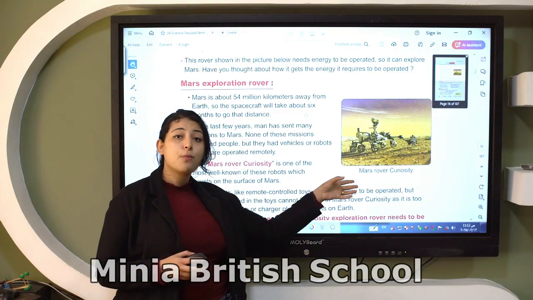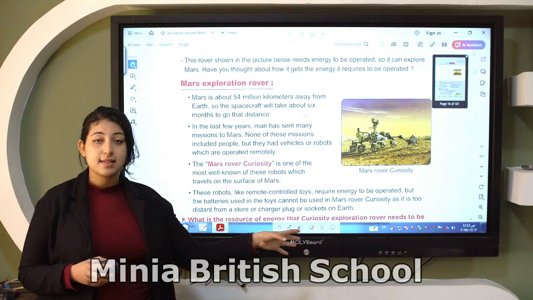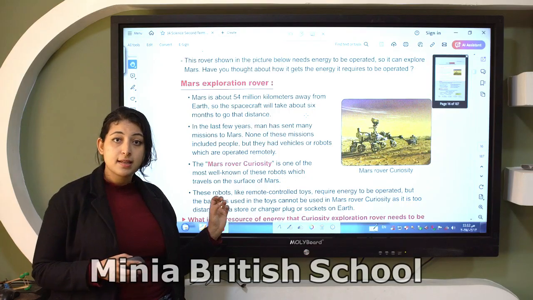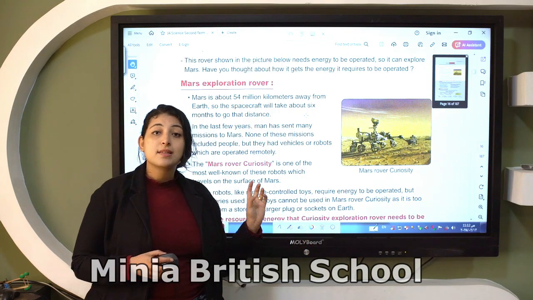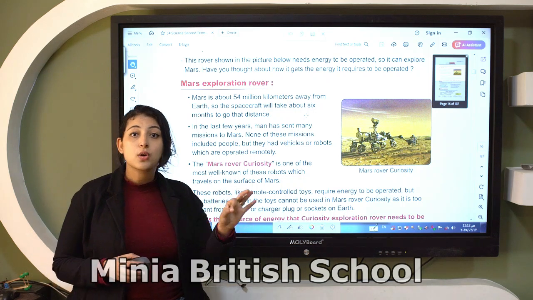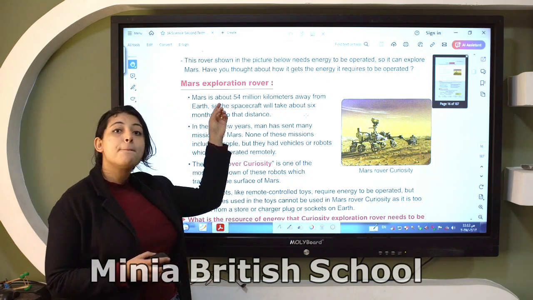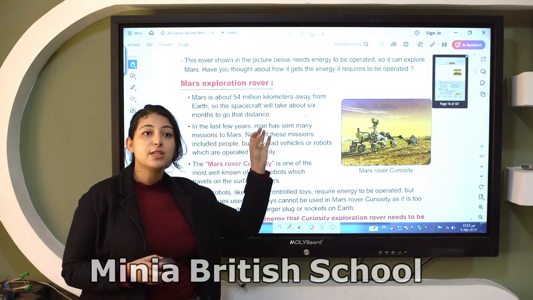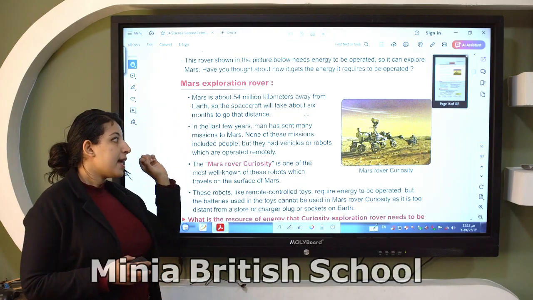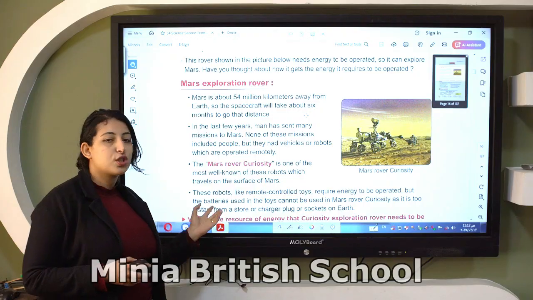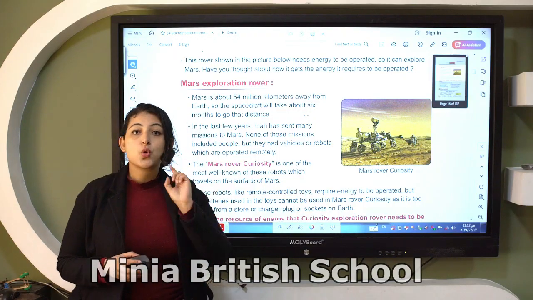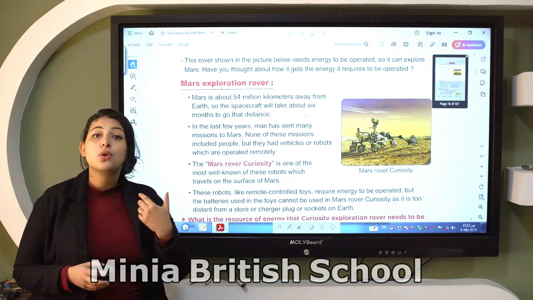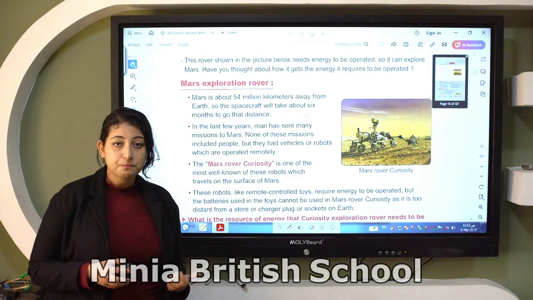So we sent a robot. It's called Mars Rover Curiosity. Mars Rover Curiosity was sent on a mission that travels from Earth to Mars. It takes 54 million kilometers to travel to Mars. So it's a very big, huge distance. You need 6 months to go to Mars and 6 months again to come back to Earth. So we need a year to go and come back between Mars and Earth.